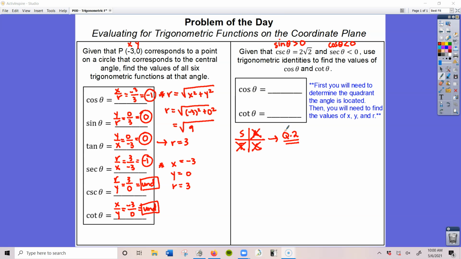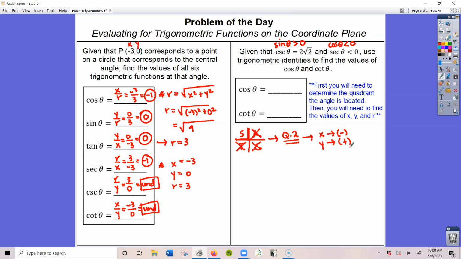Now the reason that I figure out that we're in quadrant 2 is to make sure that we know what signs x and y will be. In quadrant 2, x is negative and y is positive. So when I look at my values, I will know to make x negative and y positive.